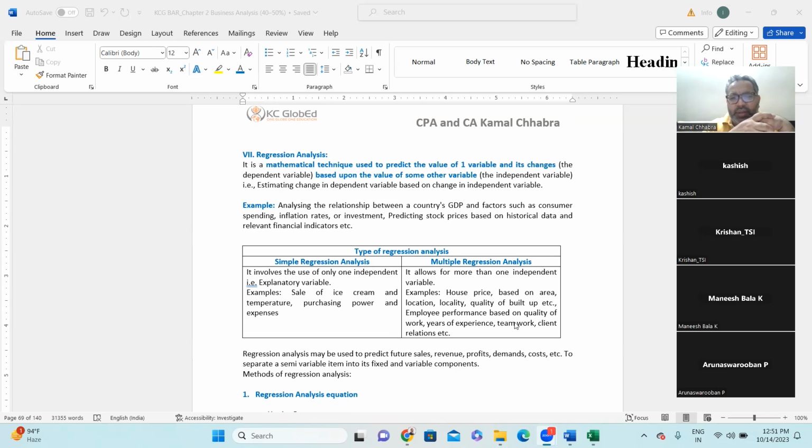So it's a mathematical technique used to predict the value of one variable, which is the dependent variable, and its change based on the value of some other variable, that is the independent variable. Theoretically, regression analysis helps in identifying the expected change in the dependent variable based on the change in the independent variable, right? What will be the change in the dependent based on the change in the independent variable?